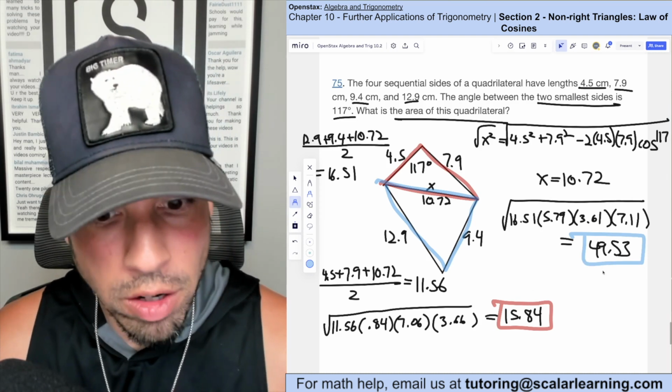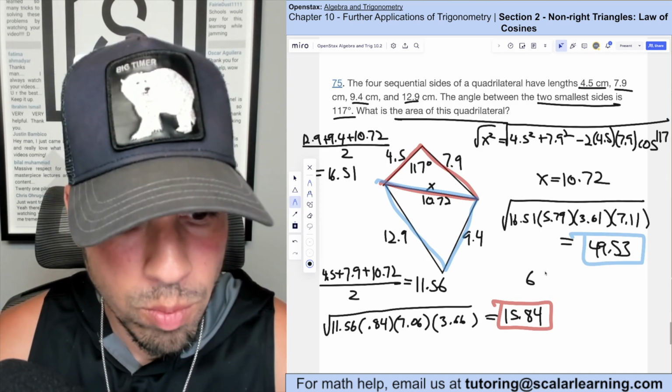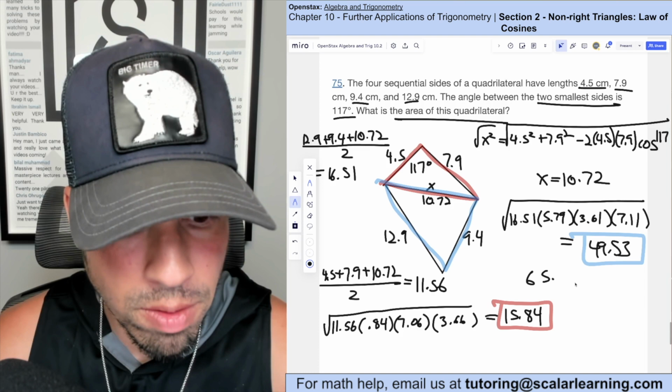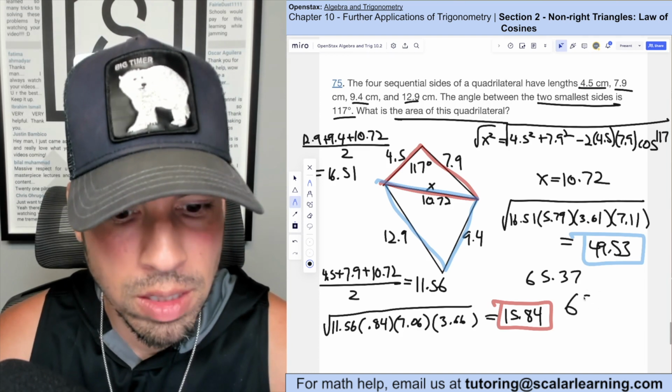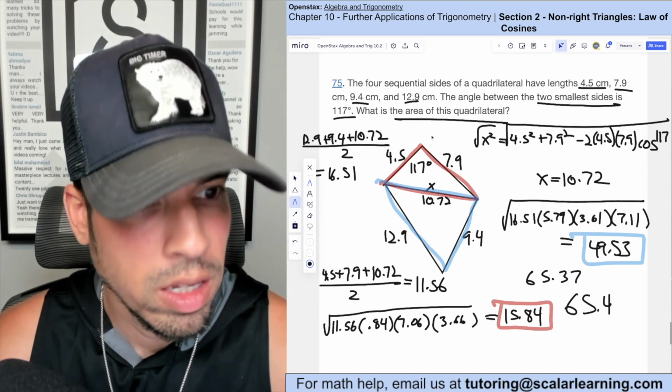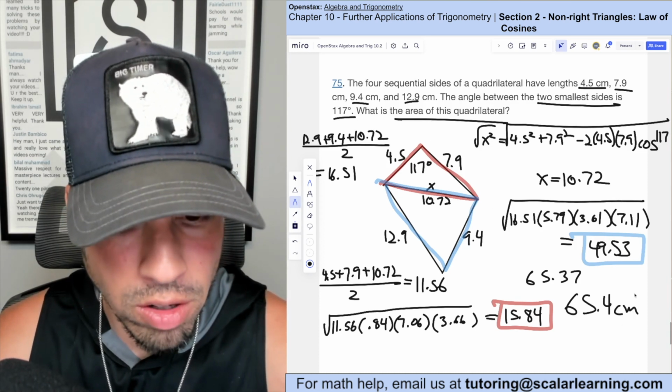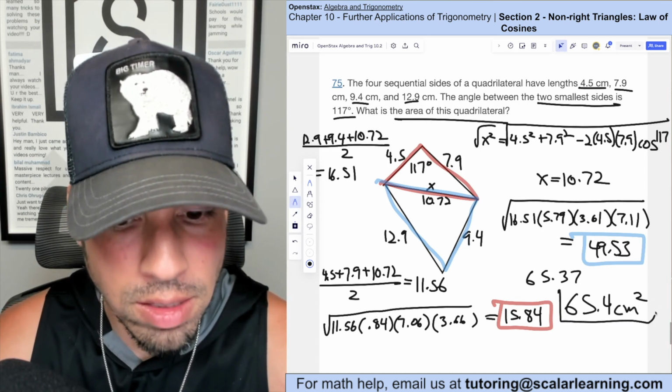So to get the total area, we've got to add these two together. And we get 65.37, rounded to the nearest tenth would be 65.4. And the units are centimeters. So since this is area, it's centimeters squared. That's how you do it.